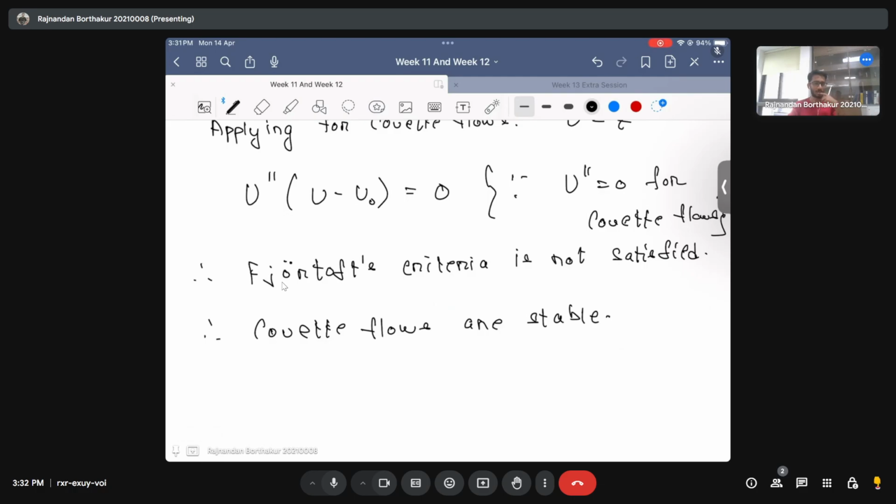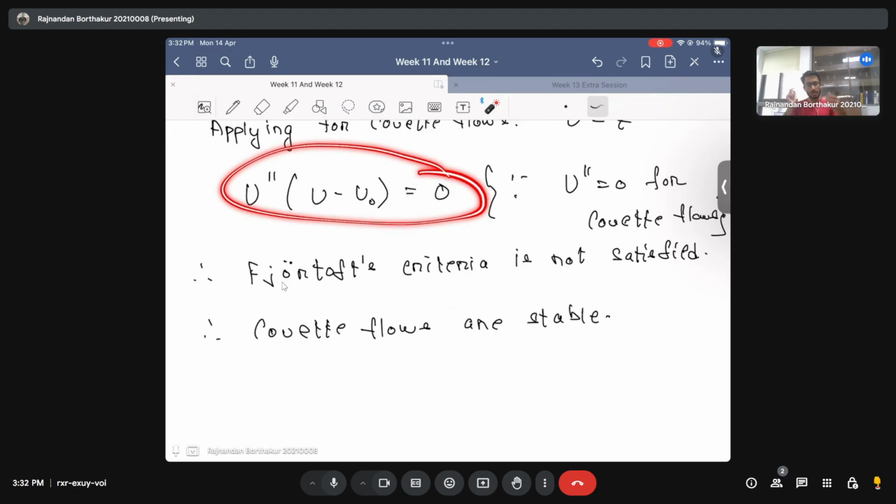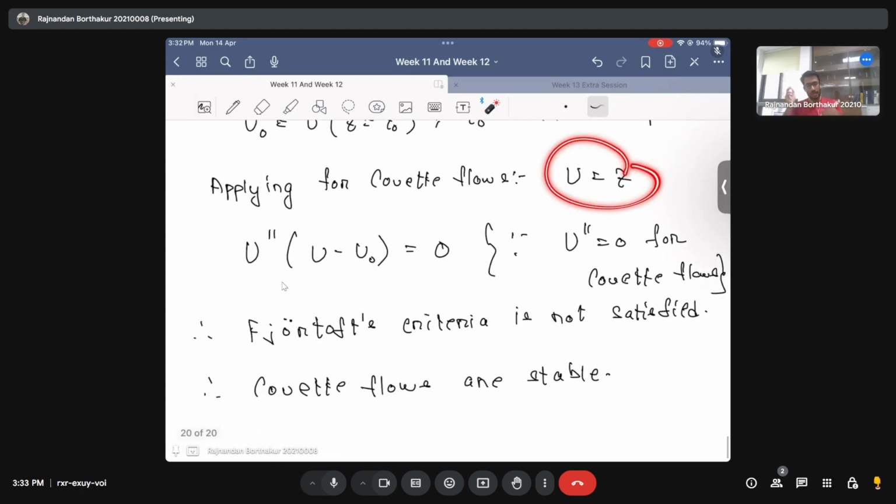That means you add any perturbations, I would say any small perturbations, because we are in the regime of linear stability analysis. So you add small perturbations to the base flow. Small meaning that the magnitude of the perturbation should be less than the magnitude of the base flow. If you add such perturbations in a Couette flow, the perturbations will eventually decay. From Jortov's criteria, the term u double prime into u minus u naught is 0 for the chosen base flow that we considered. And since this is 0, Jortov's criteria is not satisfied, which means Couette flows are always stable.